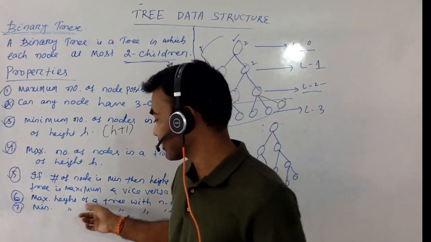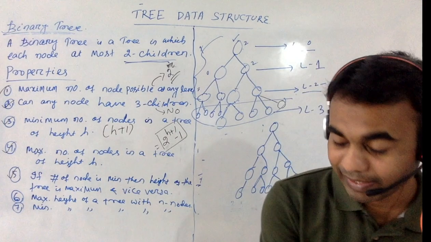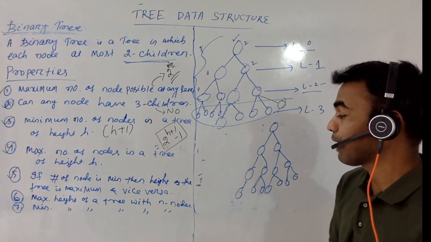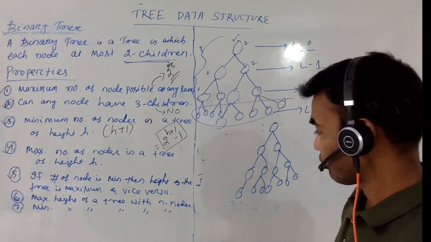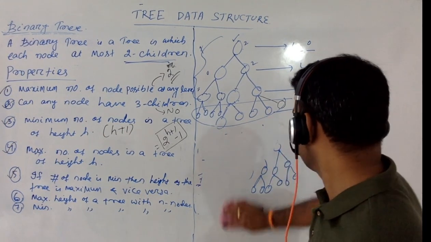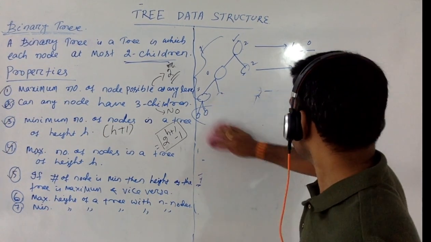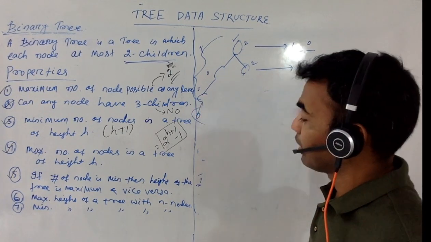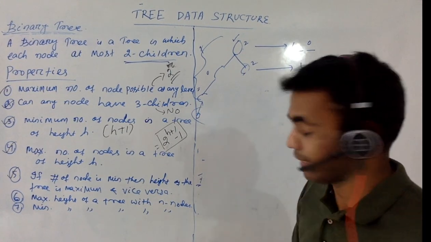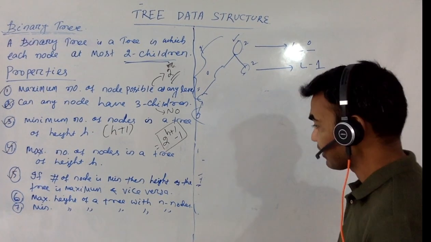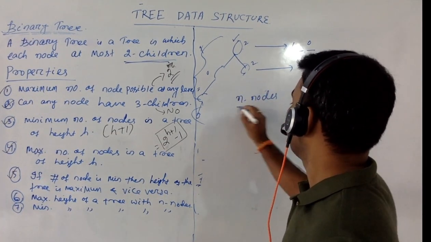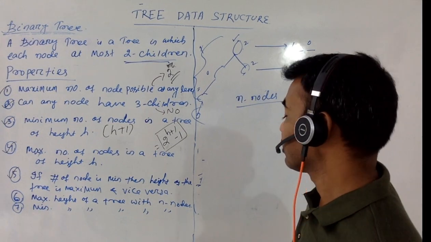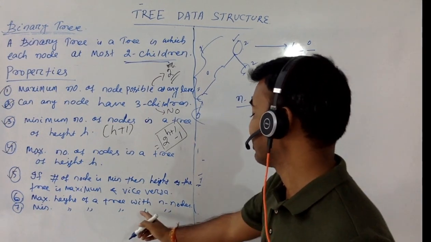Now look into numbers 6 and 7, which are related. What does this say? Maximum height of a tree with n nodes. This is an important observation. So let's look into this. We are given n nodes. What is the height of the tree?